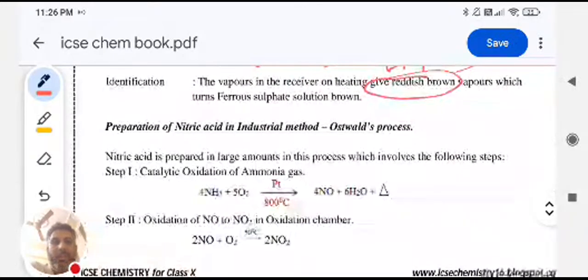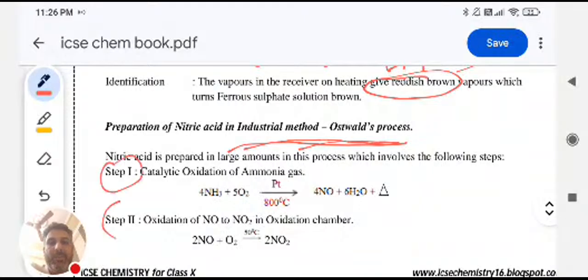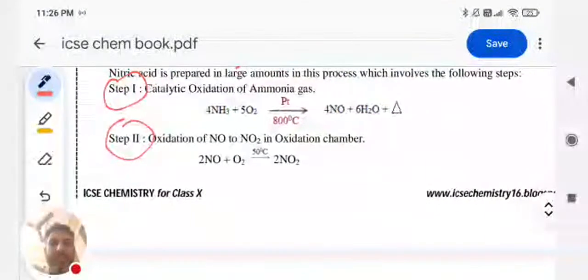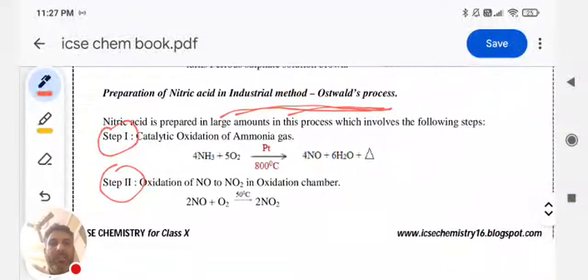And the next one is preparation of nitric acid in industrial process, that is Ostwald's process. So in this there are three steps: step 1, step 2, step 3. So in step 1 you are going to oxidize ammonia in presence of oxygen with a platinum catalyst, and it gives nitric oxide as a product, and the reaction is exothermic.